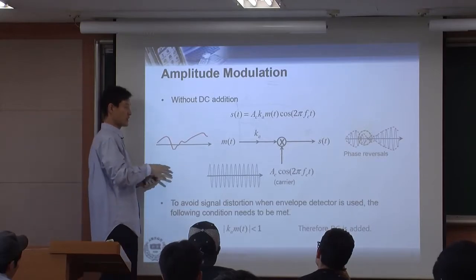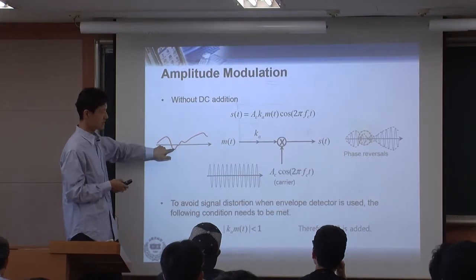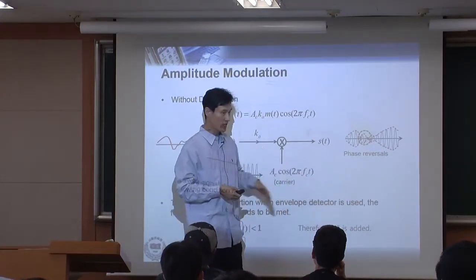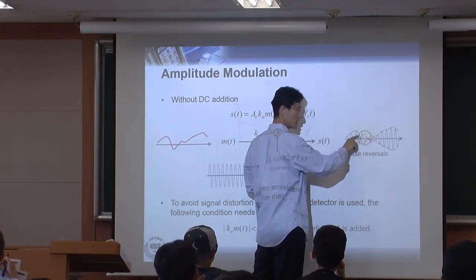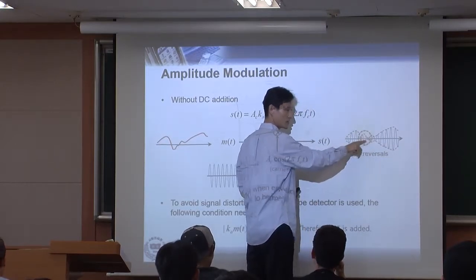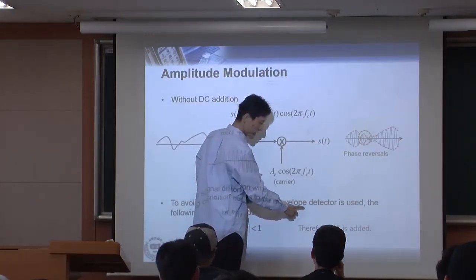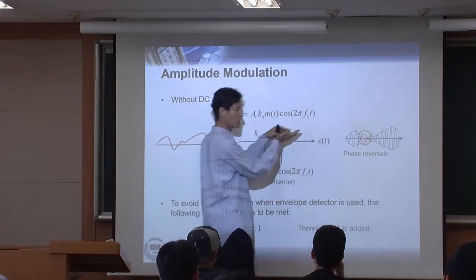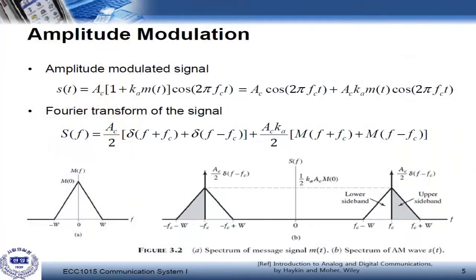This slide shows you what happens if you don't do the DC addition. If you don't add the +1, some part of your message is still negative. In that case, you see phase reversal. Once you get phase reversal, you cannot use the envelope detector, because the envelope detector will only detect the positive envelope. So this is not our message. Our message in this case goes negative, and the envelope detector cannot detect that. That's why, if you want to use the envelope detector, you need to use DC addition. That way, the signal is always positive. This is the mathematics behind that.